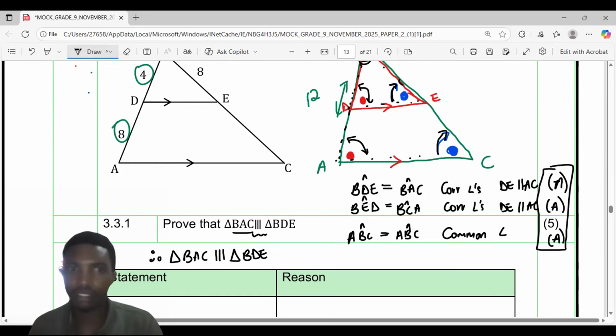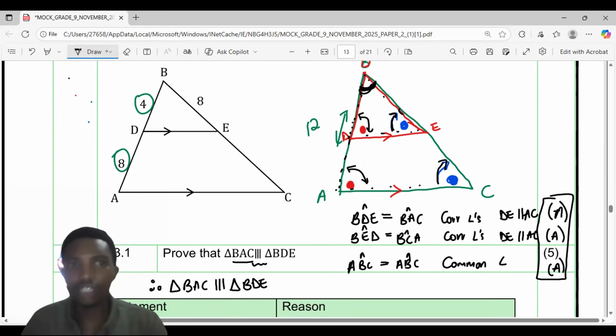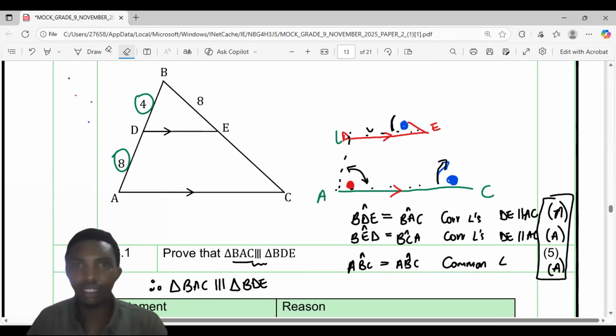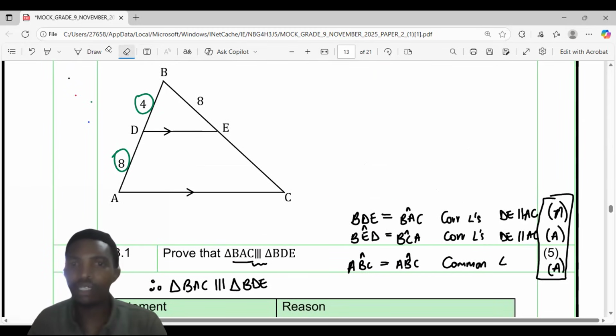Once we've proven that, okay? Yes. So once we know that these triangles are similar, then the second part comes in. That second part is that it means the proportion of the sides should then be equal. What do I mean by that?